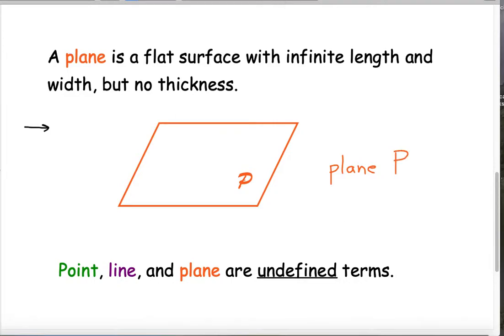So it's important to understand that this capital letter is not a point. P doesn't represent a point. P represents the plane. So when you see a picture like this with a letter inside and there's not a dot, the letter refers to the name of the plane. So we would call this plane P. So the point, the line, and the plane, those are all undefined terms. I didn't really give a definition. I kind of explained what they were. And that's how we start with our geometry system.